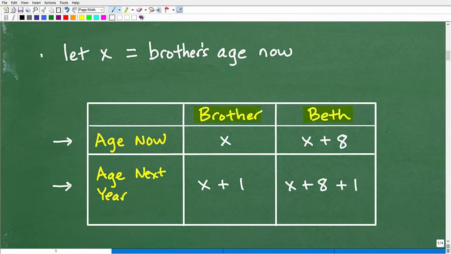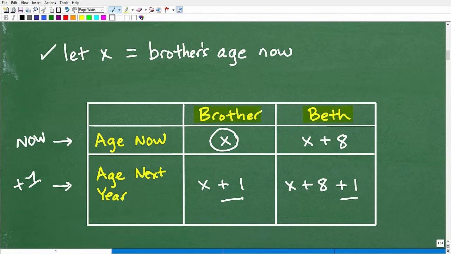Remember, we decided to let x equal her brother's age right now. So let's fill out this table. The brother's age right now is x, okay? And we know right now, Beth is 8 years older than her brother. So whatever her brother's age is, x, plus 8, that's Beth's age right now. So this is the current situation. You've got to start someplace. We started with x, and Beth would be x plus 8. All right, now let's talk about next year, 1 year from now. How old is her brother going to be? Whatever his age is, we add on 1 year. So next year, the brother's going to be x plus 1. And Beth is currently x plus 8, but next year she's going to be x plus 8 plus 1. Both of them are going to be 1 year older.